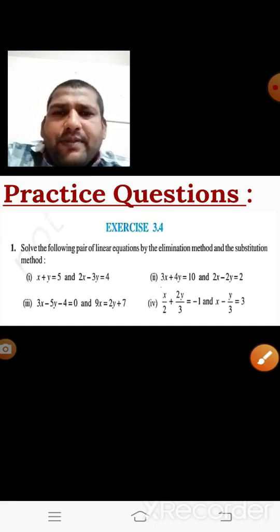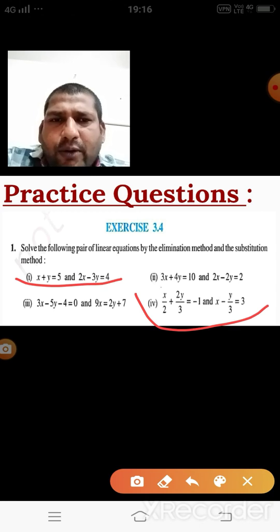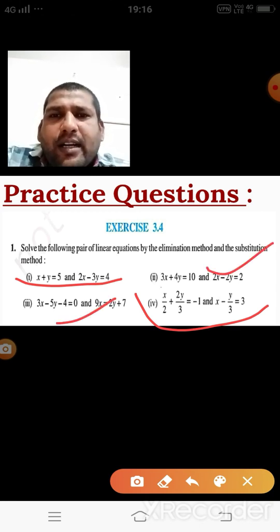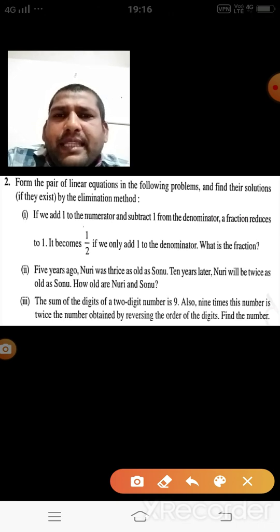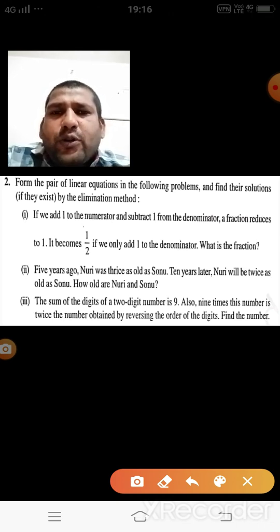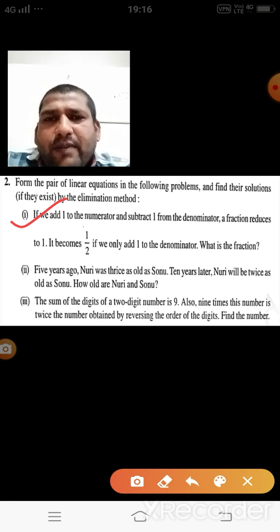Then here we have some questions, and out of these 4 parts from exercise 3.4, 2 parts I have already done in the presentation. The first and the fourth parts we have done, and you have to do the remaining 2 parts, the second and third. The second question is a statement problem. In these questions also we have to make the equations first, and then solve those two linear equations by elimination method.